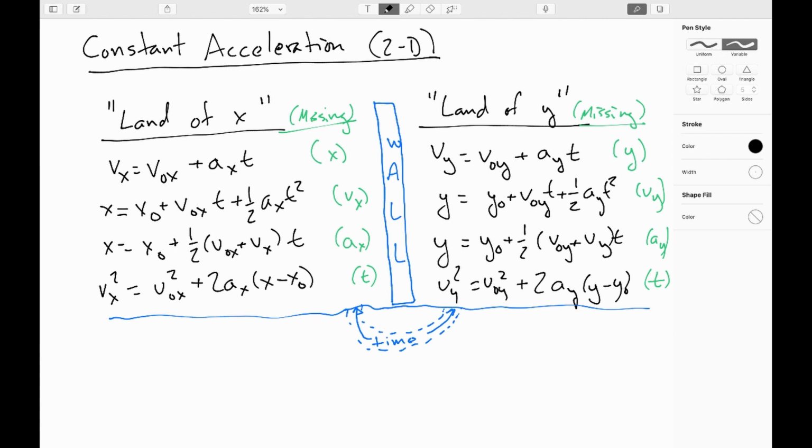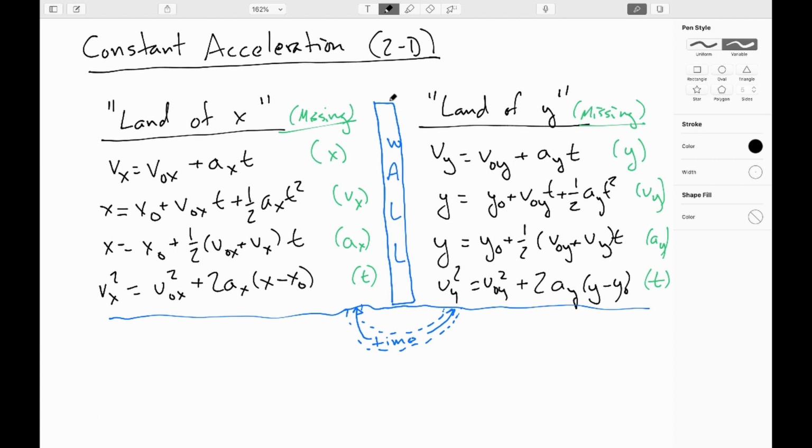And so you can follow all the same things we did to get the gang of 4 in 1 dimension again, but you'll get 2 relationships. One of them will be for the x components of everything, and one of them will be for the y components of everything. I like to think of this as the land of x and the land of y.